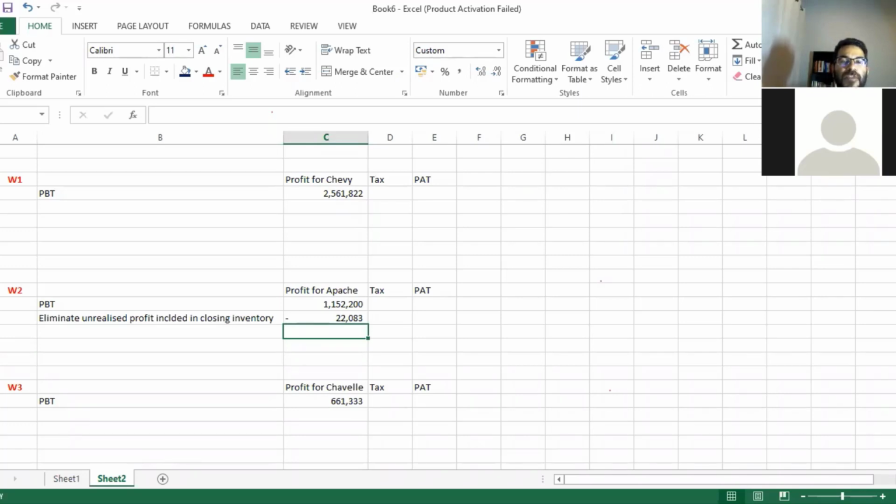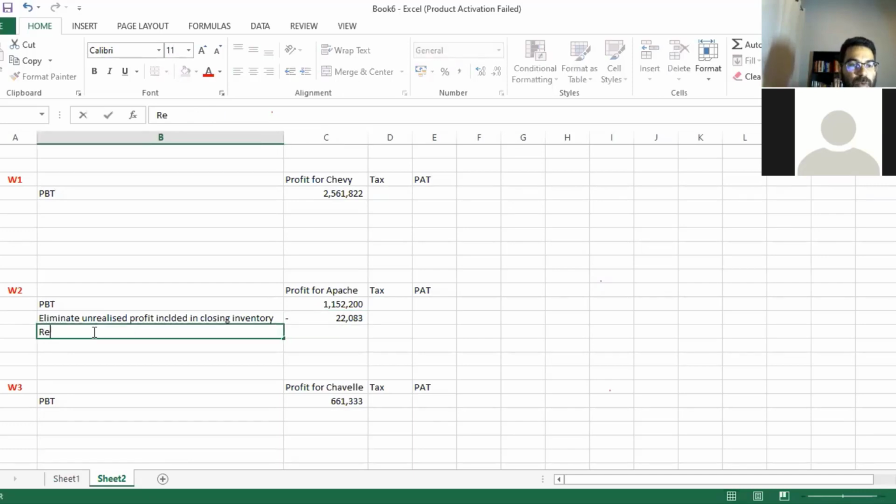Think about it this way. Last year's closing balance is this year's opening balance. We're assuming everything in the opening balance has been sold. Even if it had not been sold, it would be included in this closing balance over here. That is the reason why we have to add back the unrealized profit of last year and realize it this year. So just remember that.